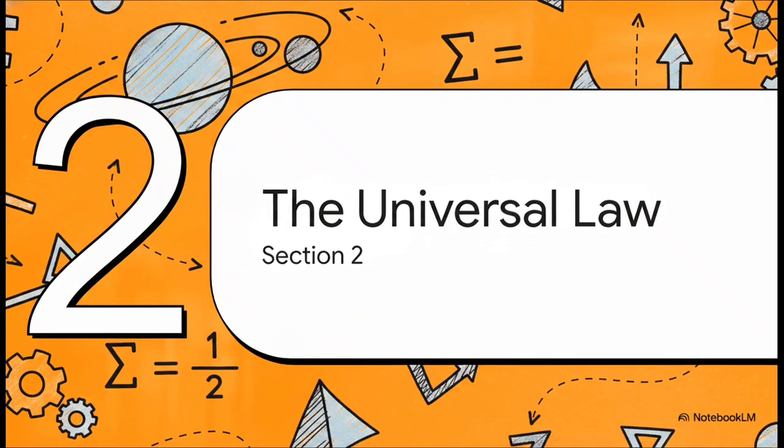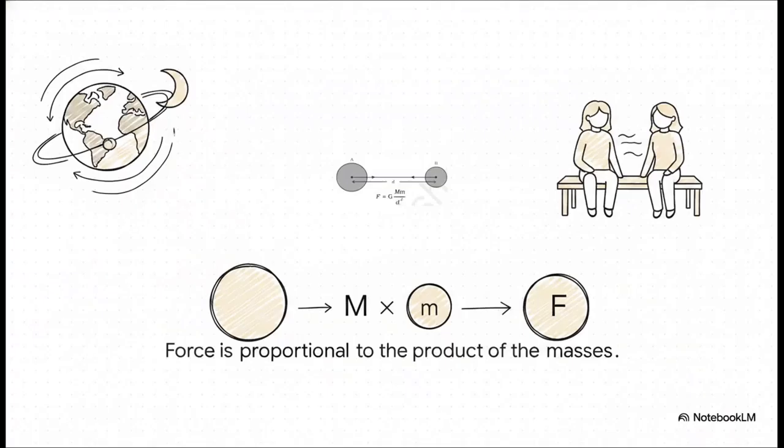Moving right along to Section 2, the universal law. So here is the golden rule. Every single object in the universe attracts every other object. That means the Earth attracts the moon, but it also means you are gravitationally attracting the friend sitting next to you right now. No joke.